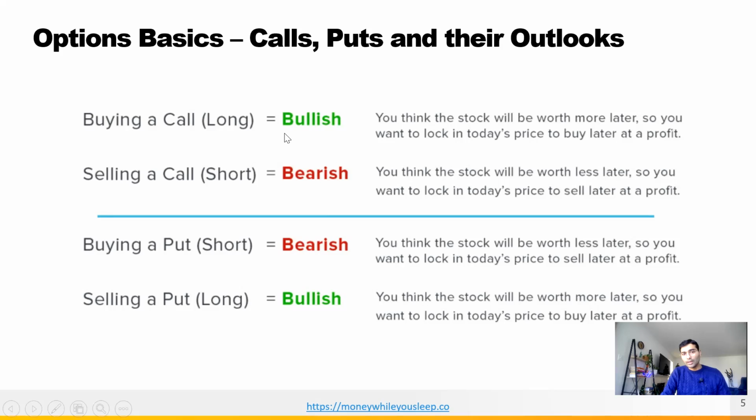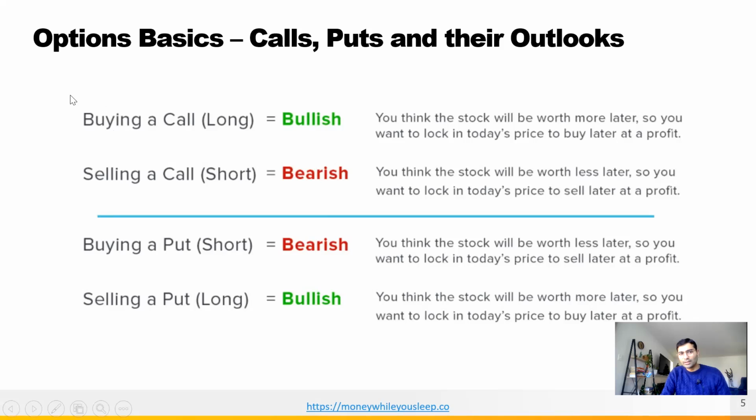So if a buyer of a call is bullish, the seller of a call, or seller of the contract, will have to become bearish. In this particular scenario, the thinking is that the stock will be worth less later. That's what is in my mindset, and that's why I'm selling a call to a buyer of a call.